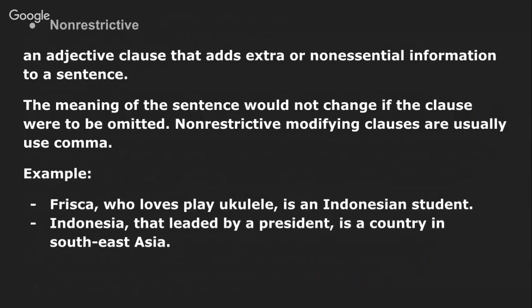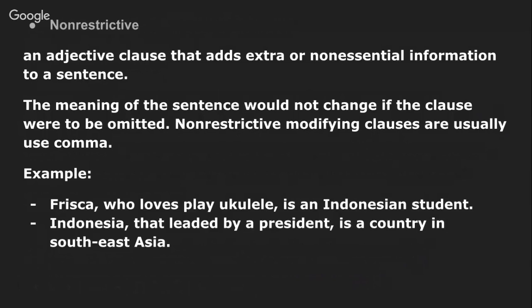Non-restrictive. A non-restrictive clause is an adjective clause that adds extra or non-essential information to a sentence. It doesn't matter whether you put it in or not, because it won't change the real meaning of the sentence itself. So you can either omit it or put it in. Either way, it's just the same.